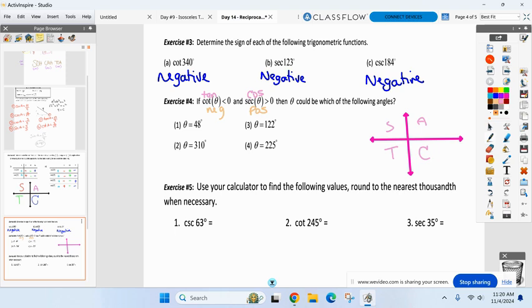Where is tangent negative at the same time cosine is positive? Quadrant 4. Are we sure? 100%. Quadrant 4 is where cosine is positive. All right. Now that we're in quadrant 4, let's answer the question. What could my angle possibly be then? We're in quadrant 4.